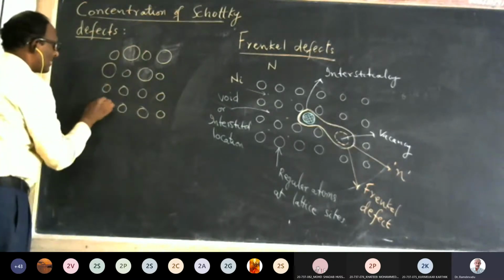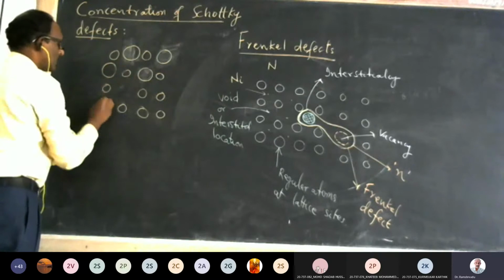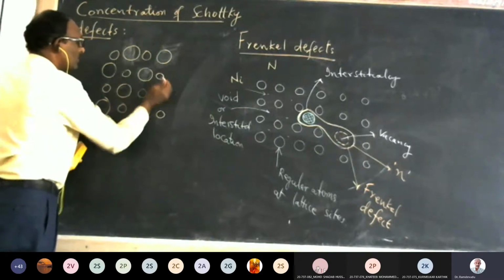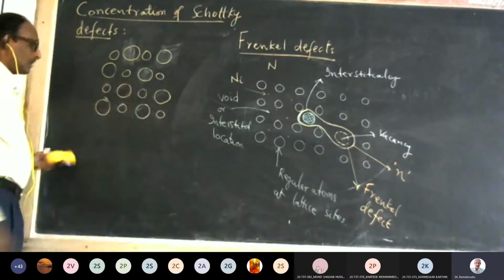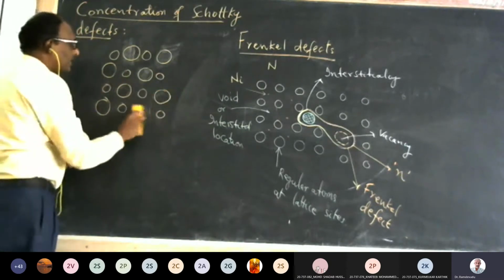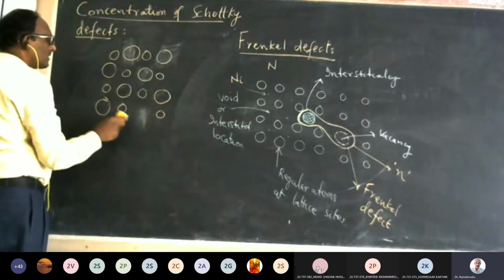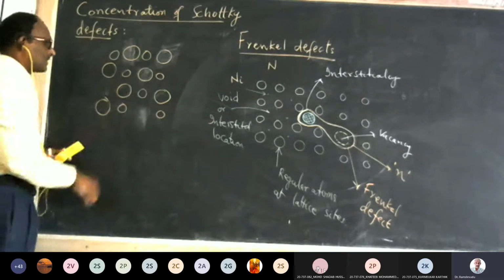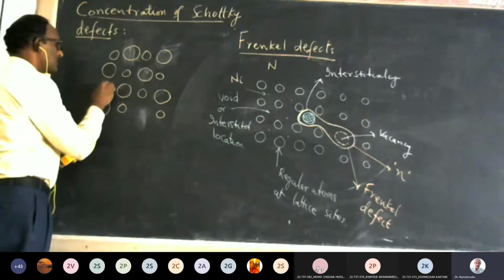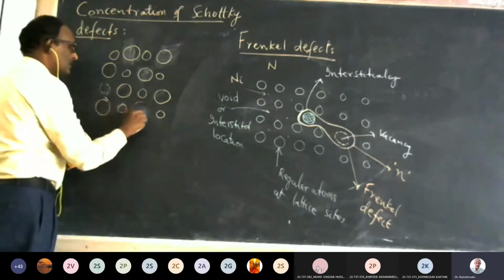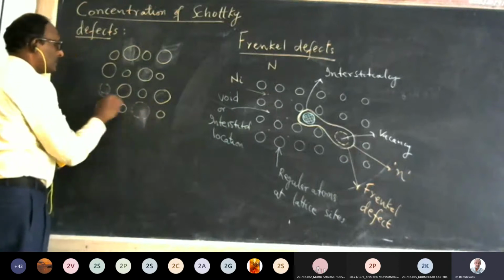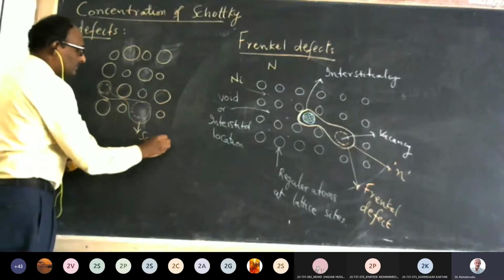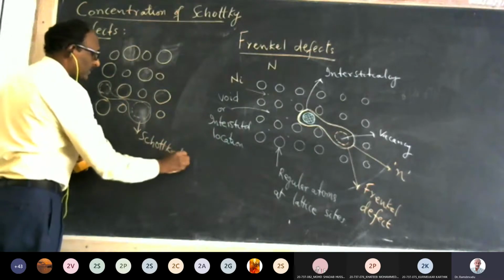And if you come here, I have a circle here. Here I have a larger circle, and I do have a bigger one here. We have seen that if a cation is missing somewhere, an anion also will miss. Suppose here an anion is missing. Somewhere I'll write this is the missing one. And this pair we have represented as a Schottky defect.